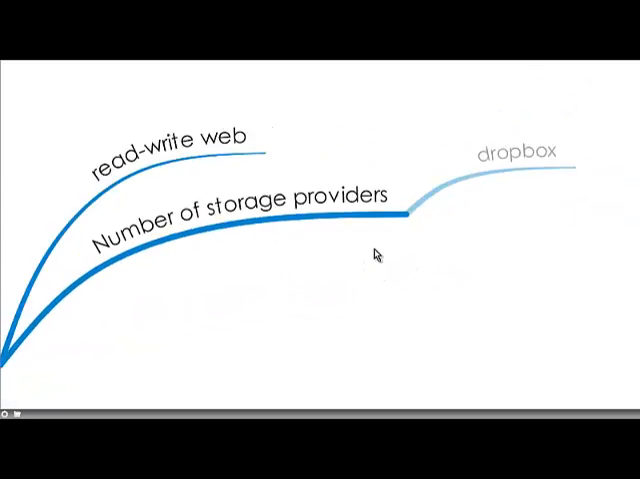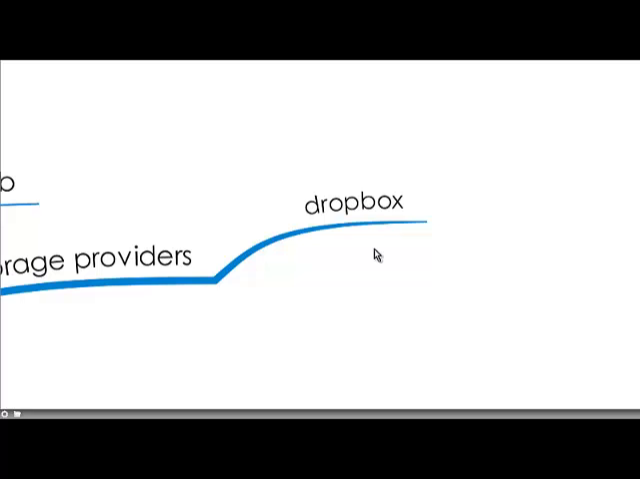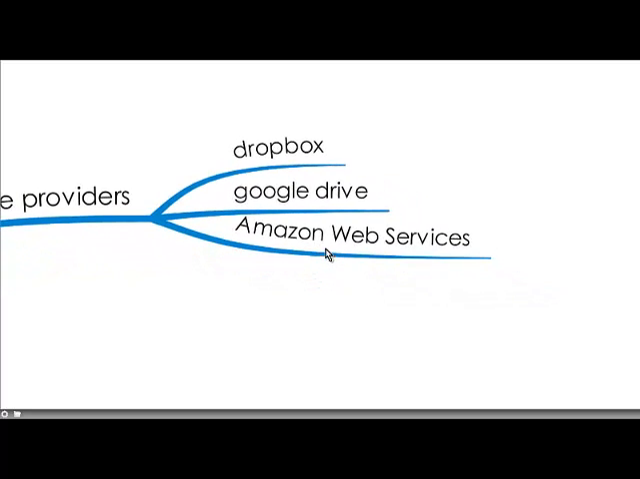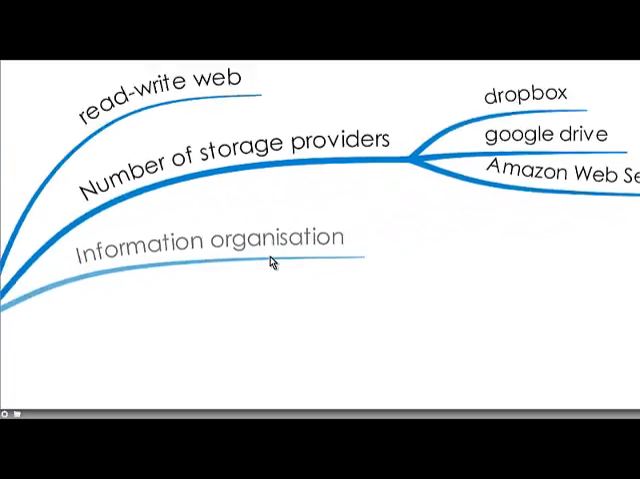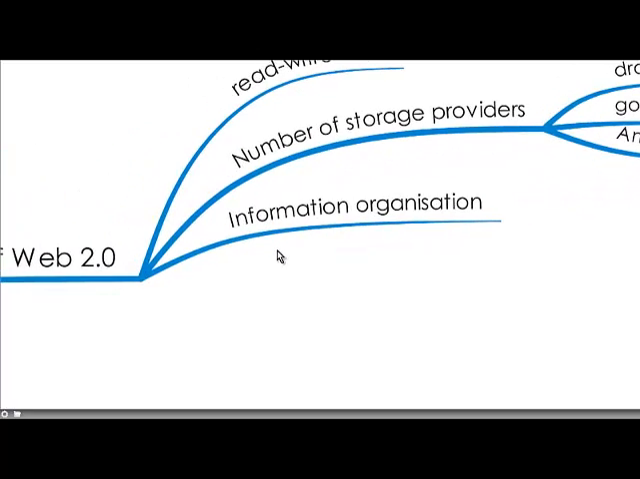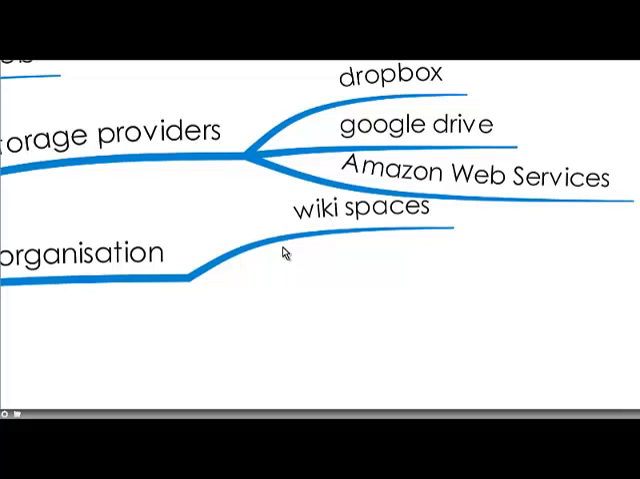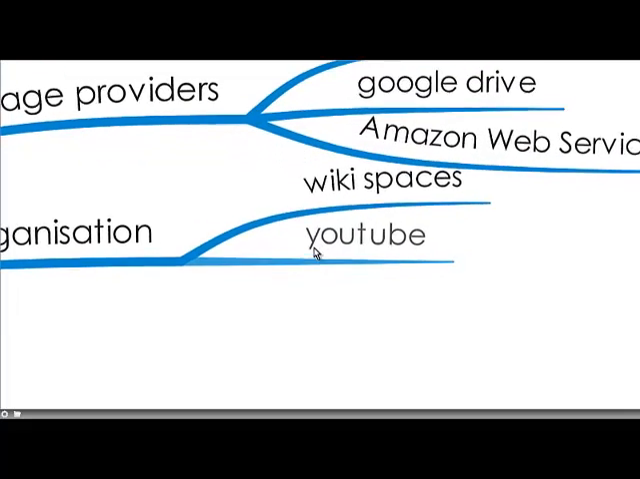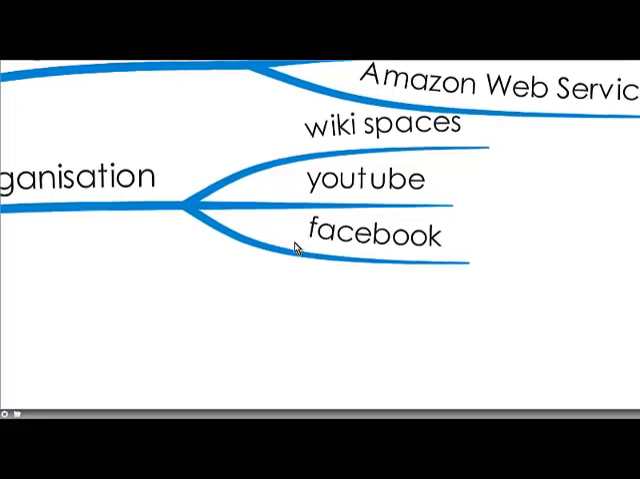Well, there are a number of storage providers. That's really broken up into two parts. One is storage providers, which are Dropbox and Google Drive, the two that I use, although Amazon Web Services is huge in the United States. And information organization, for example, Wikispaces, YouTube, Facebook.